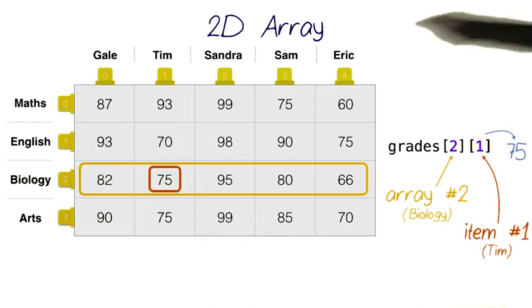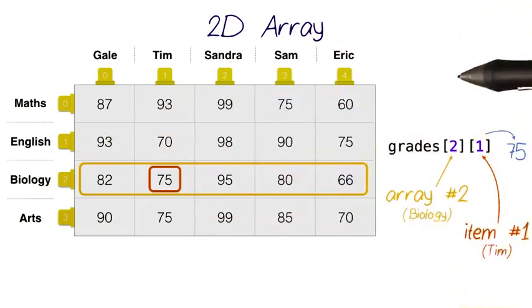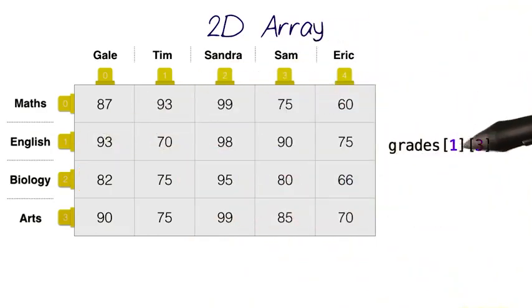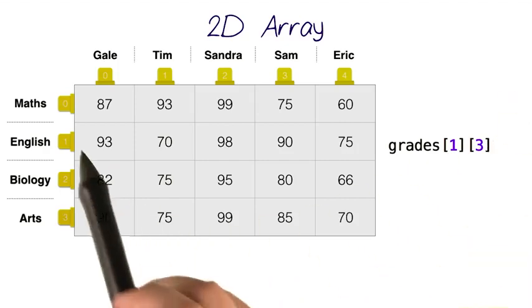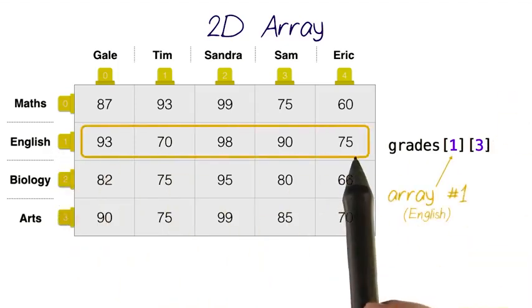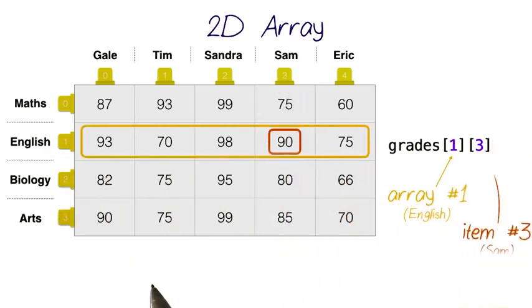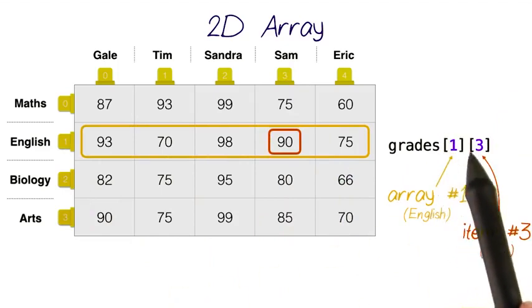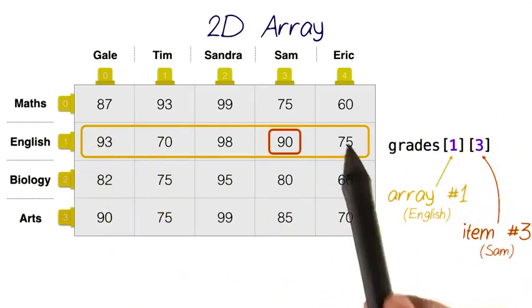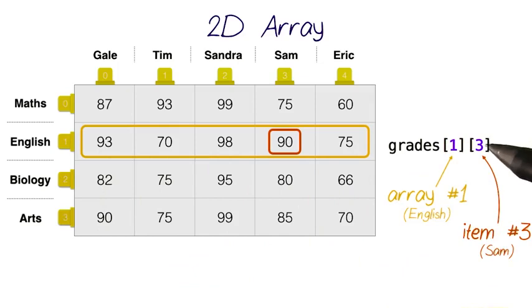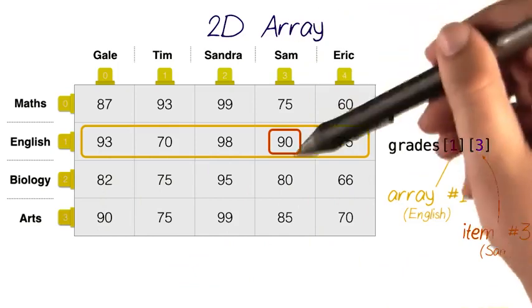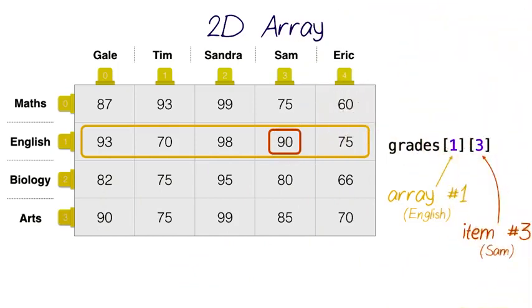Say, for example, we wanted to know Sam's grade in English. That would be stored in grades of 1 and 3, because English has an index of 1 and Sam has an index of 3. So we always start with the index of the array itself, and then the second set of square brackets has the index of the item inside that array. What should we use to find out what Sandra's grade was in arts?